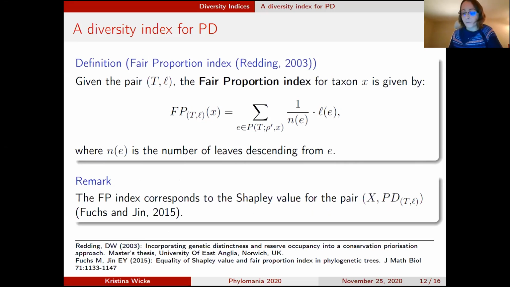2015, and was quite a surprising result back then, because up until then, the fair proportion index and the Shapley value were considered independent or different indices. Okay, so now we have a diversity index for feature diversity and one for phylogenetic diversity. So how do they relate to each other?